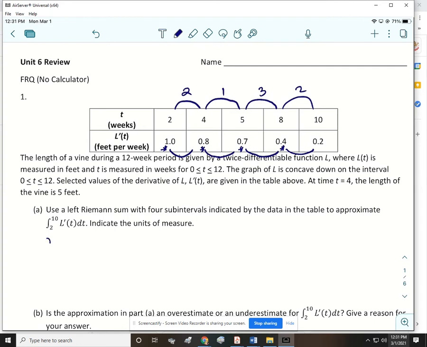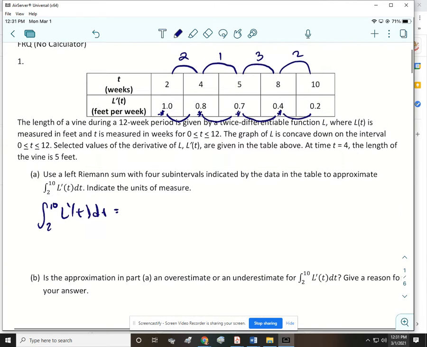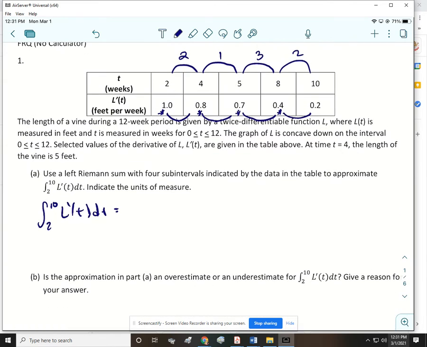Okay. So the integral from 2 to 10 is basically the width times the height. So the width of the first rectangle is 2, the height is 1. Second, the width is 1, the height is 0.8.